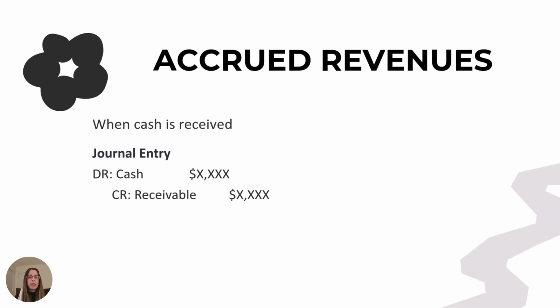And then the cash will be received after the accounting period. And then when it's received, we recognize the cash by debiting cash and then crediting our receivable, reducing that receivable by the amount that has been received.